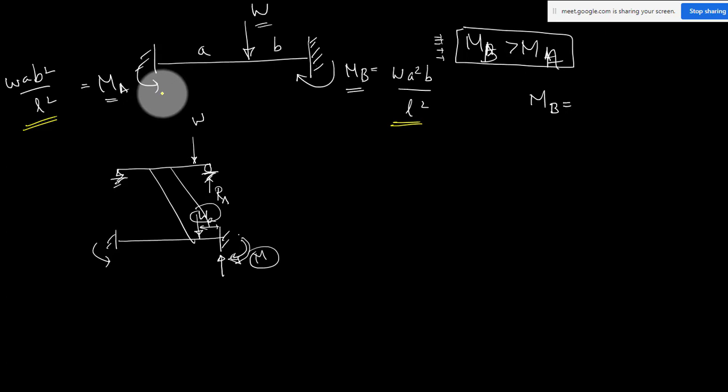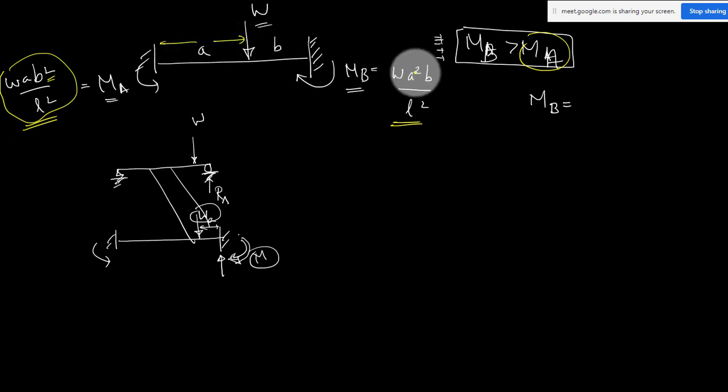So this moment is going to be something less. That is why we are getting W a b square by L square. That means W into a, we are taking the square of the smaller quantity b. W a b square by L square. That is how we have to remember these equations. So if you see this larger moment, we are taking this larger distance squared, W a square b by L square. Okay, so this moment is W a square b by L square, because we see this, we are taking the square of this larger distance. That is why this moment is maximum.